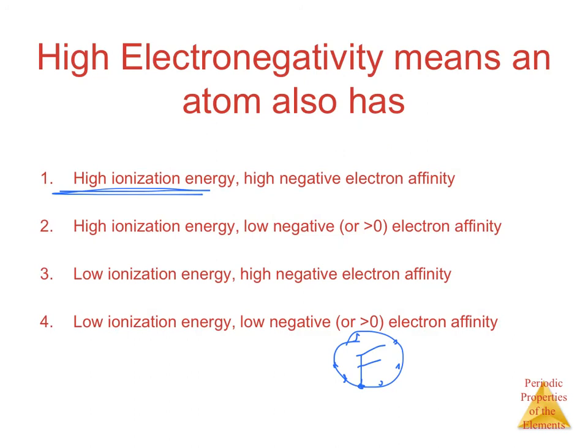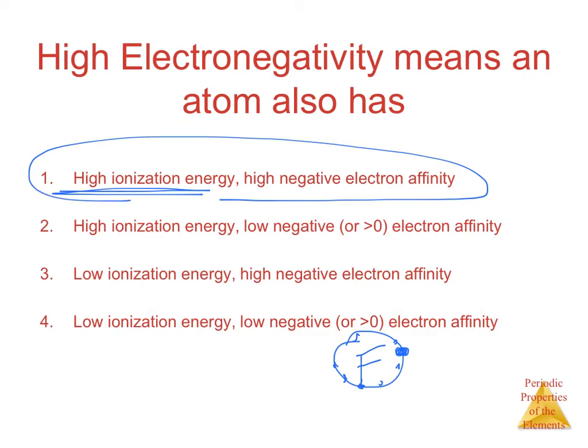And electron affinity is the energy typically released when you add an electron. So if you add an electron, it becomes more stable. You're going to have a high negative electron affinity, so the choice is going to be number 1 for us.